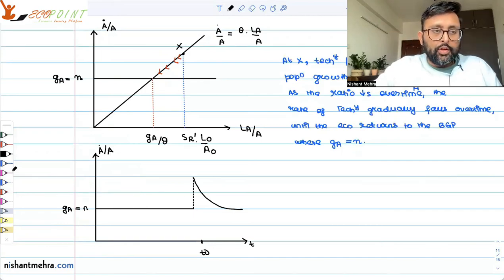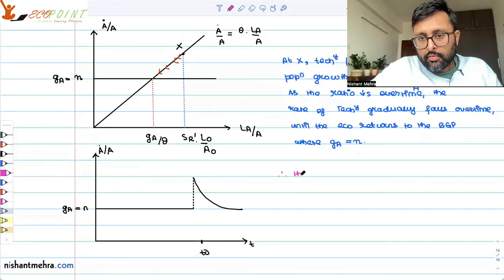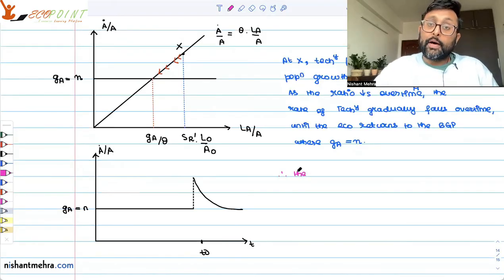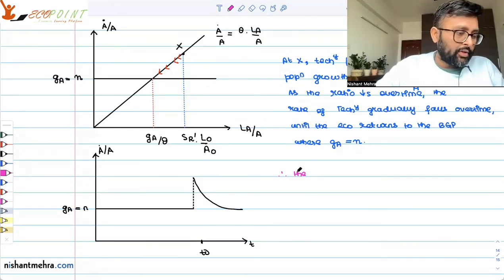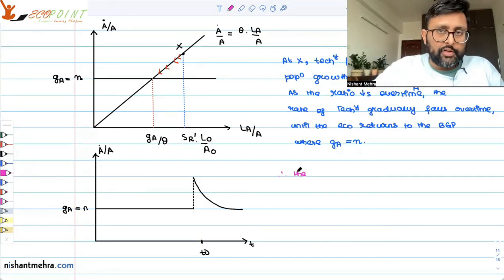And then Jones beautifully writes this. Therefore, even if there is a permanent increase in the share of population engaged in research, it can increase the growth rate of technology temporarily, but not in the long run.